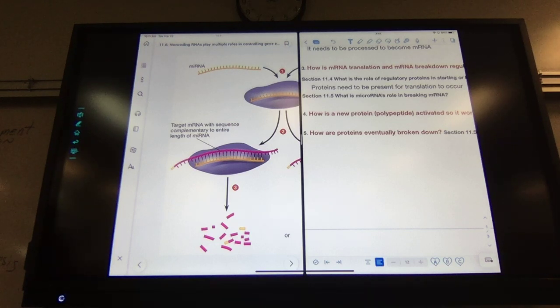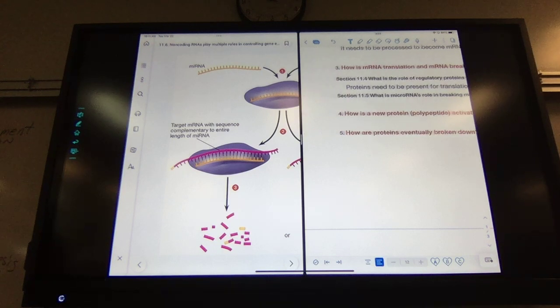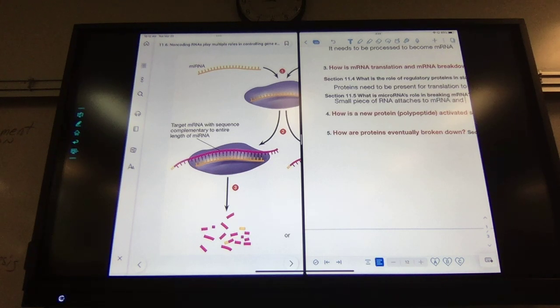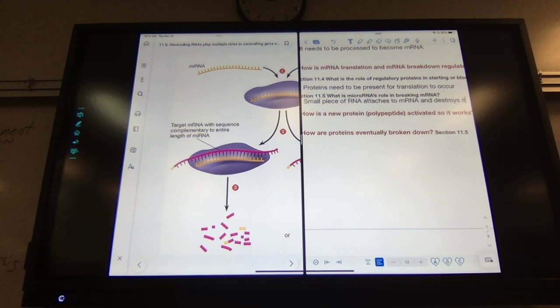So we can simplify that. How good are you at making things simple from the complex? A small piece of RNA attaches to messenger RNA and destroys it. Chops it up.